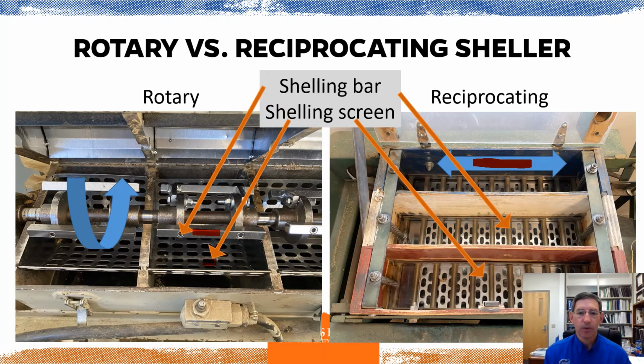So just to show you, this is what the shelling rate was measured on, a machine like this, the rotary sheller. And this is how we measured the grade factors that I'll use to try to predict that shelling rate from the reciprocating sheller.